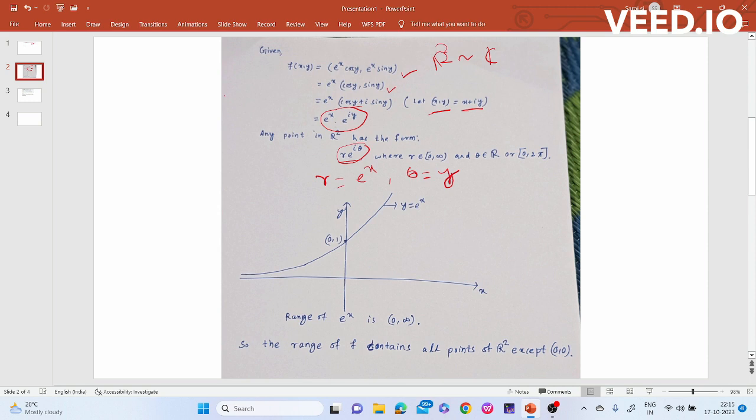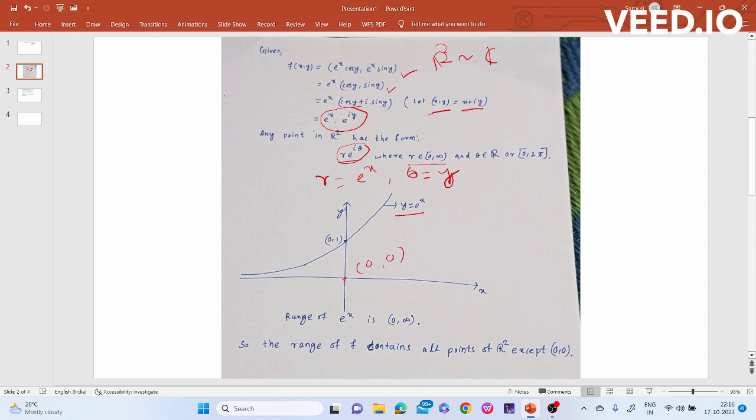But the main problem is the value of r. To cover the R square plane completely, the value of r must lie in 0 to infinity, with 0 included as a closed end, but e to the power x cannot be 0. This is the problem. If we look at the graph of the function e to the power x, e to the power x does not touch the x-axis, means e to the power x cannot be 0. So here r cannot be 0. Means when r equal to 0, we will get the point 0, 0, the origin.